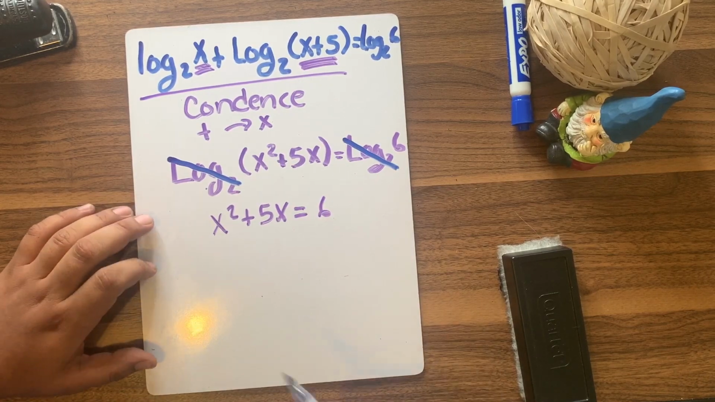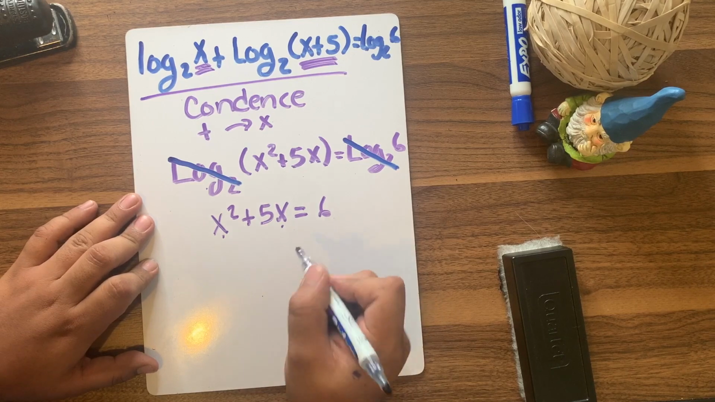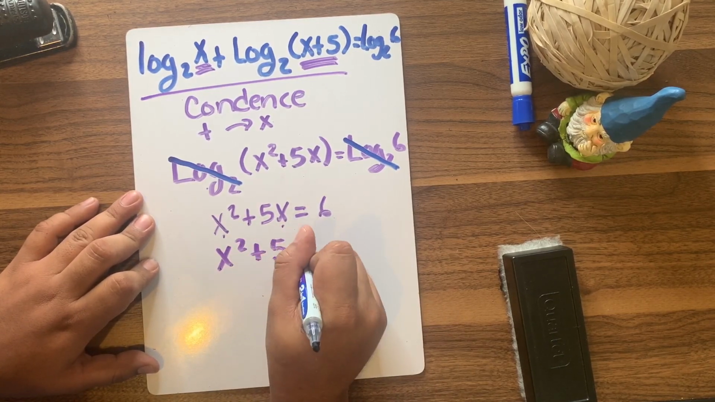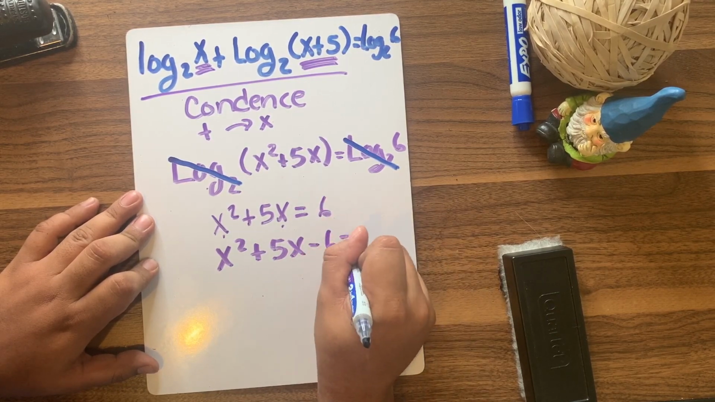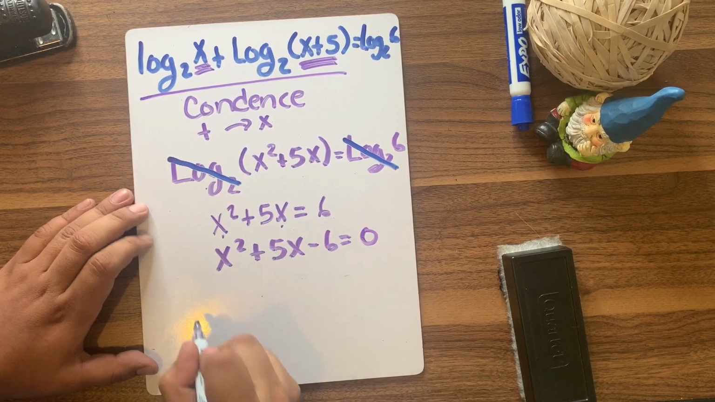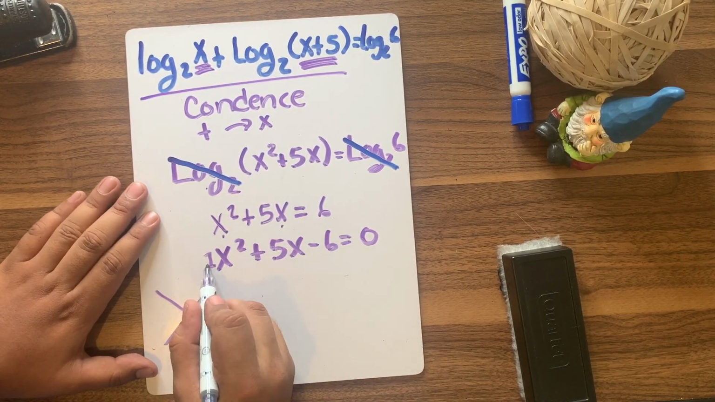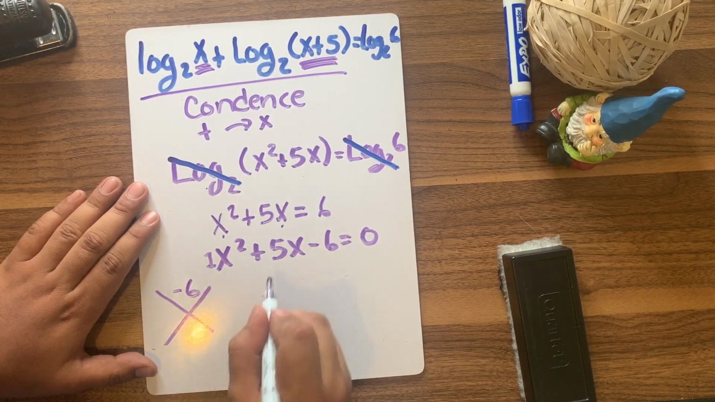Now this is a trinomial because we have two different kinds of x's. We have the square and the linear. We're going to move this 6 to the other side, so it's minus 6. And then we're going to do a times c. So the first number, 1 times negative 6, is negative 6. And the middle number is 5.